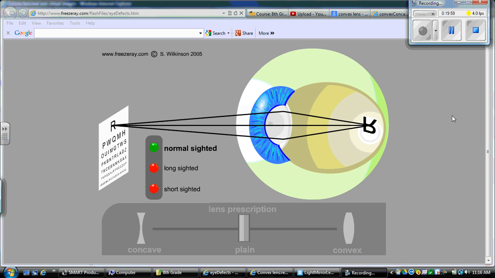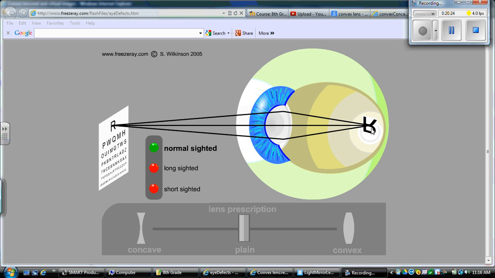So let's take a look at our eyes. We have what's called a convex lens in our eyes because it curves outward. Remember, a concave lens will curve inward. So this is a normal-sighted eye, if your eyes work correctly. You see the letter R, you see a same size but inverted image. That's what a convex lens will do.